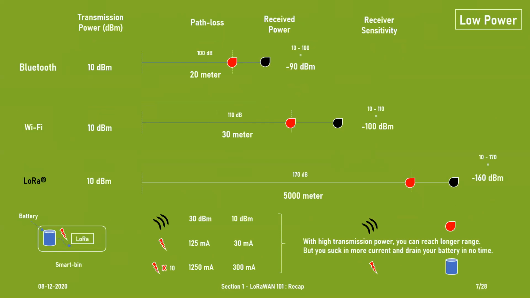We also understood why, along with long range, LoRa is low power, because even if I reduce my transmission power from 30 dBm to 10 dBm, I'm still getting the range that I want. But I needed something that is low power, because you cannot expect the IoT devices to be AC powered. We have to have them battery powered. So we needed technology that was both long range and low power. And that's where LoRa fits in real good. It's both long range and low power.